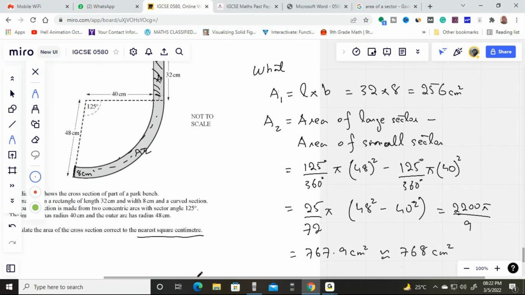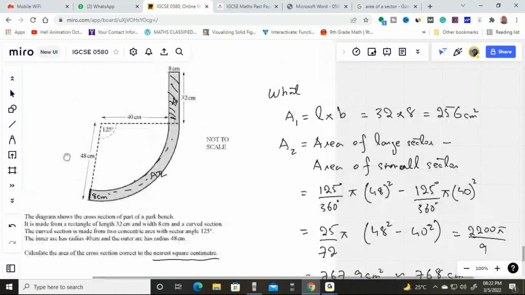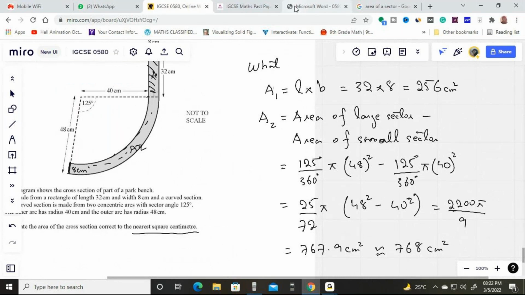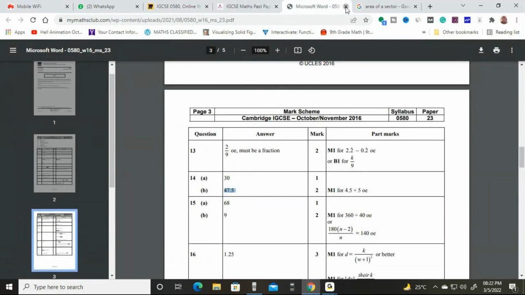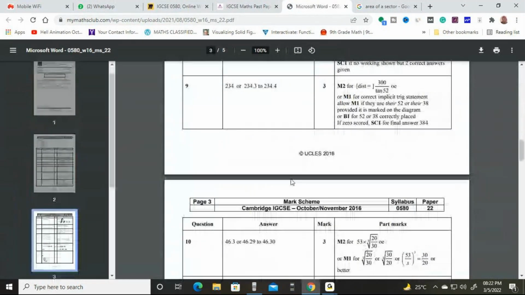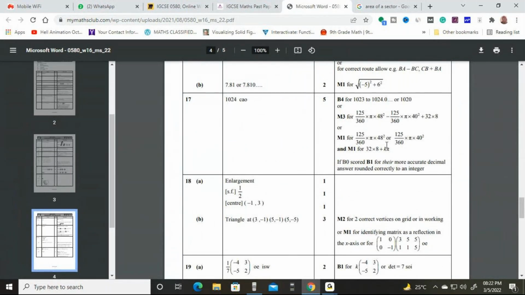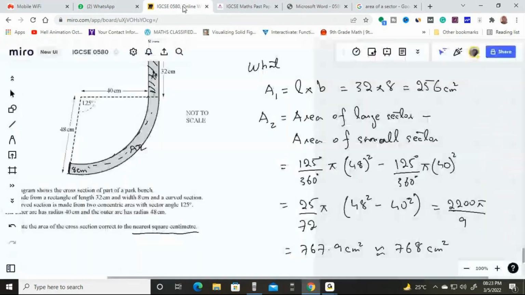That's your answer. Now let us check our value. Question from paper 2273. This working is perfect. Correct. And I forgot to add that rectangle area over there. So I need to add this 256 to my area to get the full answer.